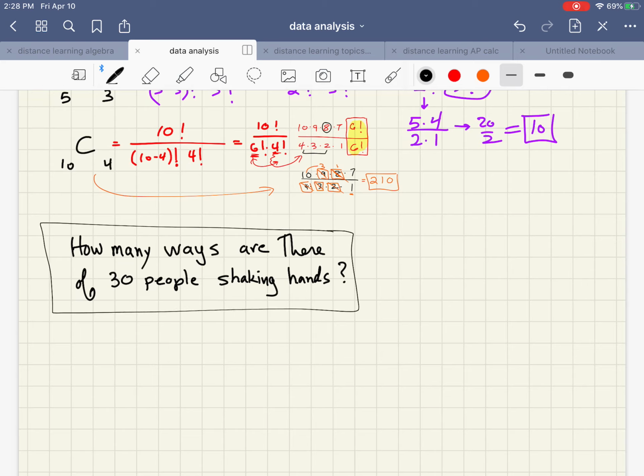And that's how the formula works. Now let's look at when we're going to use it. For a permutation, order matters. For a combination, order does not matter.